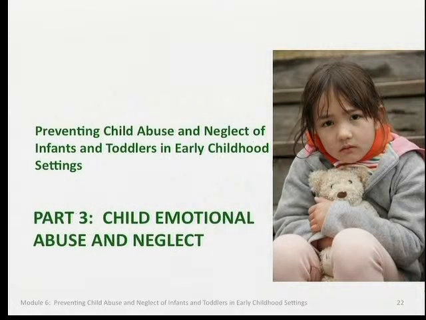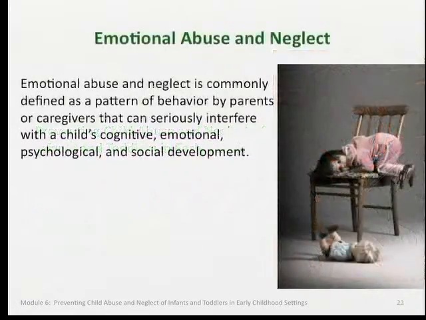Infants and toddlers need love, attention, and nurturing from caring adults for optimal social and emotional development. In Part 3, we will look at risk factors for and signs of emotional abuse and neglect. Emotional abuse and neglect is a pattern of behavior by parents or caregivers that can seriously interfere with a child's cognitive, emotional, psychological, and social development.